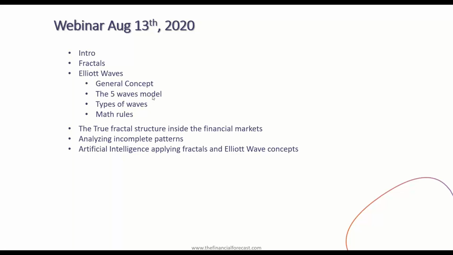The 5-wave model, we will go into it, but we will see at the end that it's quite weird to see 5 waves nowadays in financial markets. We will see mainly a different pattern that is also described within the Elliott wave principle, and we will focus more on that. The math rules are very important because they rule all the behaviors regarding length and time in the different instruments.